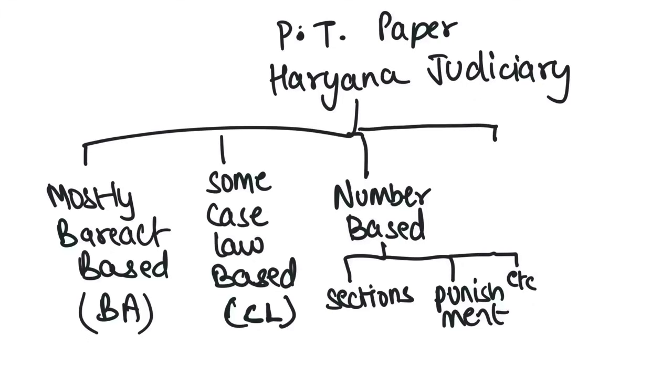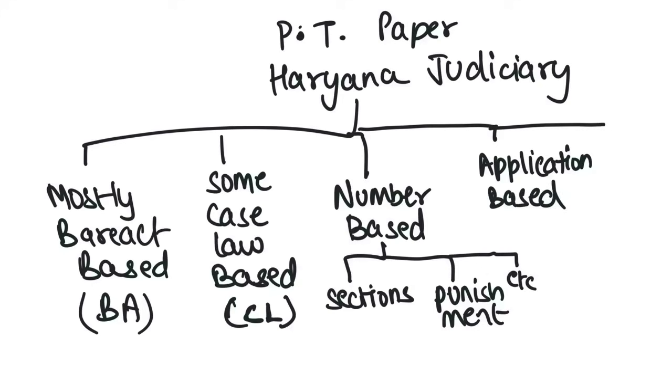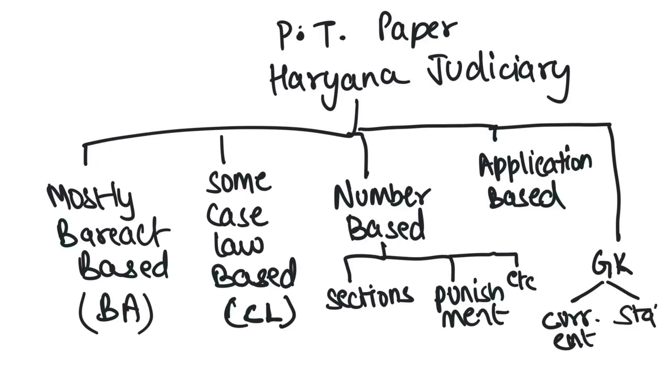Then there are application based questions where you have to apply law to a certain situation. A did this to B, did this to C, what is the offense they committed, any other question in which you have to apply the law to a certain situation. And after that there are GK questions. GK questions can fall into the current category, which is what is important right now, what you see in the newspapers and monthly magazines, and then the static category. These are the only categories from which the questions will come. There is nothing, I repeat, nothing outside of this.